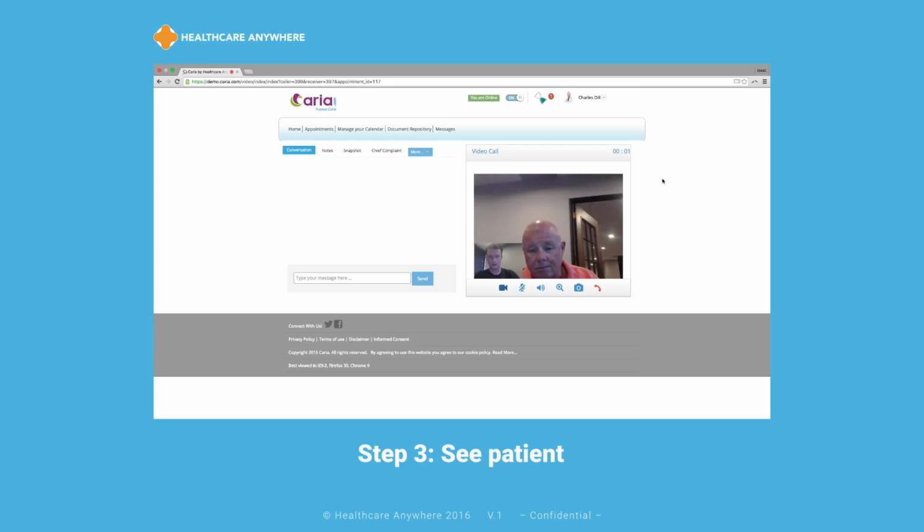Now we see the actual visit between the provider and the patient. The provider is the small self-view screen in the lower left. The large screen is the patient. They can see one another. They have the tools to the left so they can conduct a text conversation, look at notes, snapshots of the patient, chief complaint form, along with other tools that can be used.